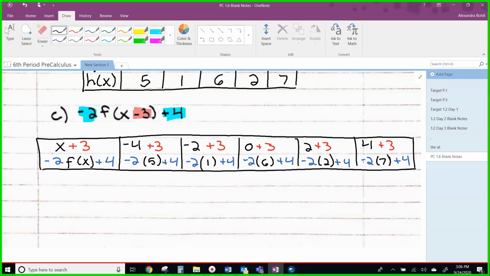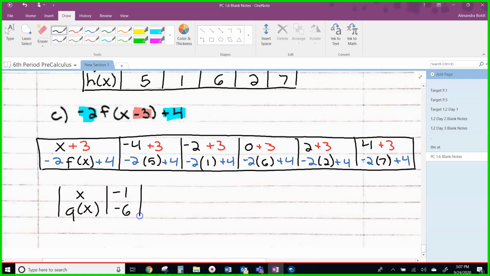And then I just have to do the work. So my new table, I'm going to call my new function q. Why not? You can really choose any letter, it doesn't matter. I just have to actually do this work. So negative 4 plus 3 is negative 1. Negative 2 times 5 is negative 10. Plus 4 is negative 6.